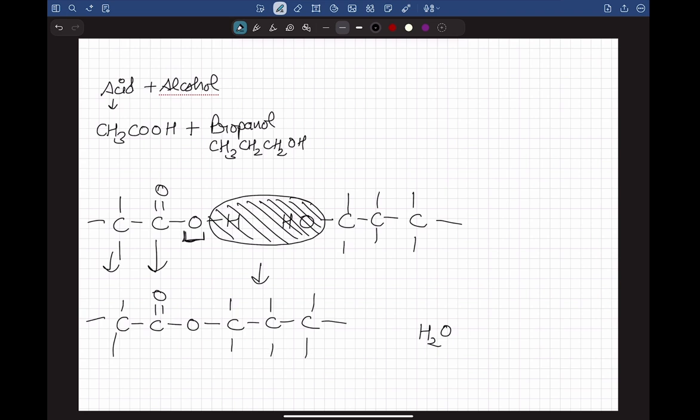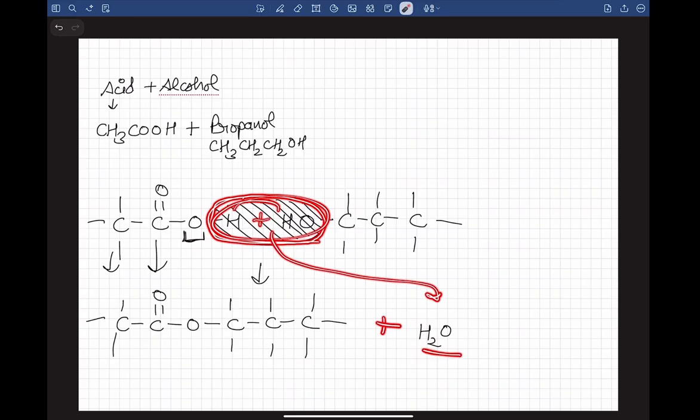Done. This is your ester. What did we do here? We wrote down the alcohol in the other way around manner, simply meaning that alcohol written closer to the acid. Why? Just to show you directly so that you can also understand how H2O is formed as a product. You can circle this out. These two react with each other and form H2O as a separate product.